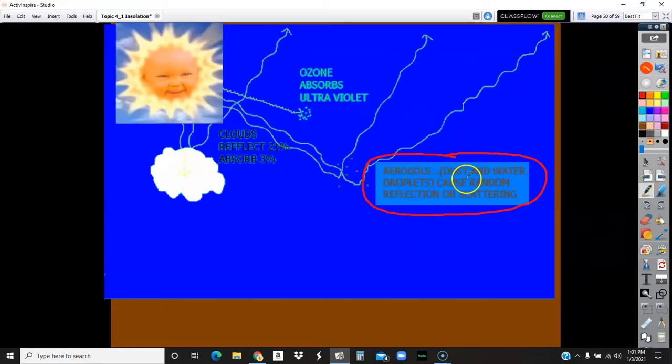Aerosols. Aerosols are going to be little dust and droplets, molecules, water droplets up in the atmosphere, billions and billions and billions of particles up there in the atmosphere. They're going to cause sunlight to get reflected, some of it, bounce back into space, or scattered, kind of spread out.